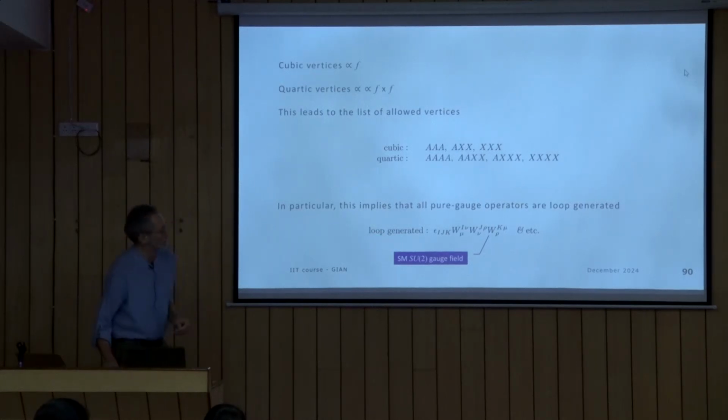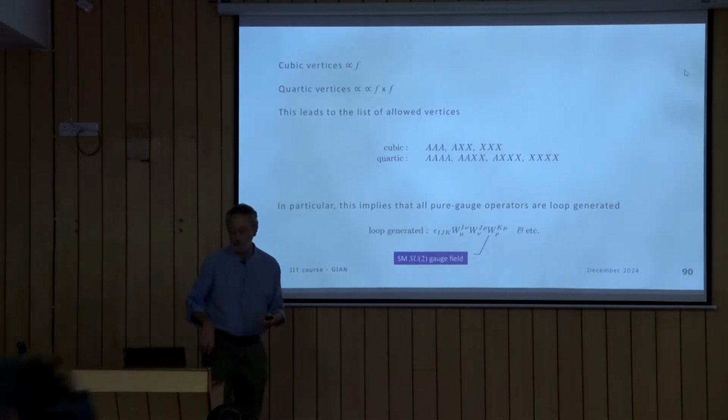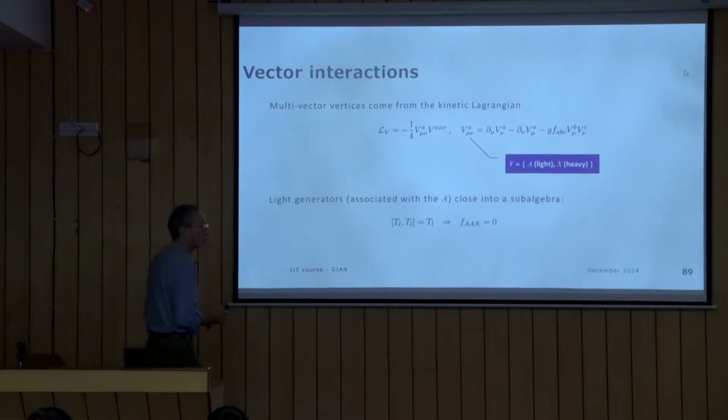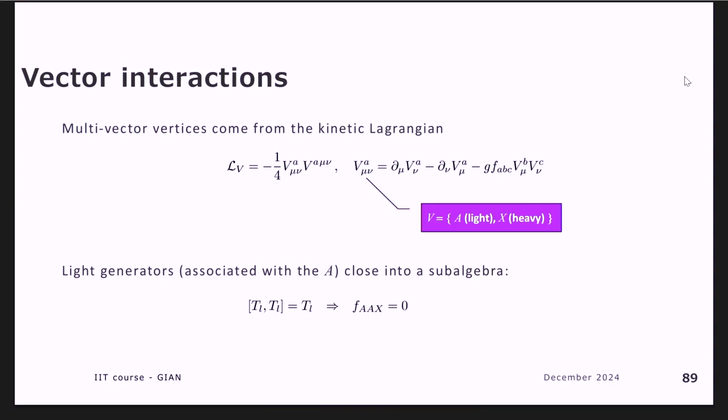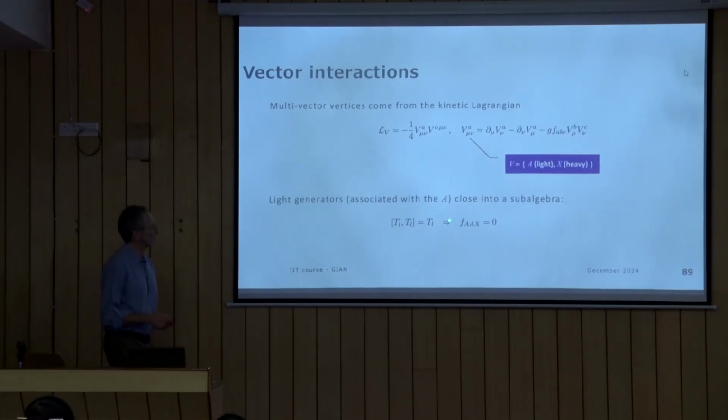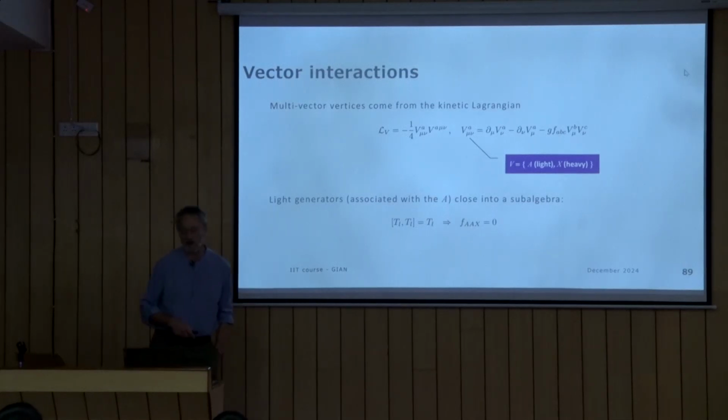Let me recap a little bit what I was talking about. What I covered at the end of last lecture was looking at one term in the underlying Lagrangian, the one containing the pure vector fields, which looks like this, and analyzing it, pointing out that the fact that the light fields close into a Lie algebra implies that these types of structure constants vanish.